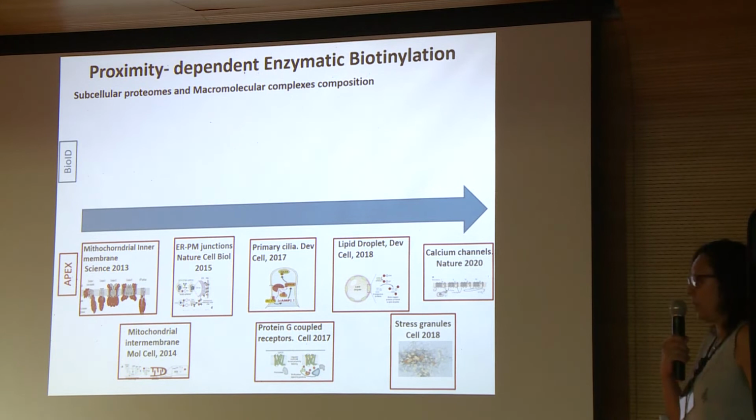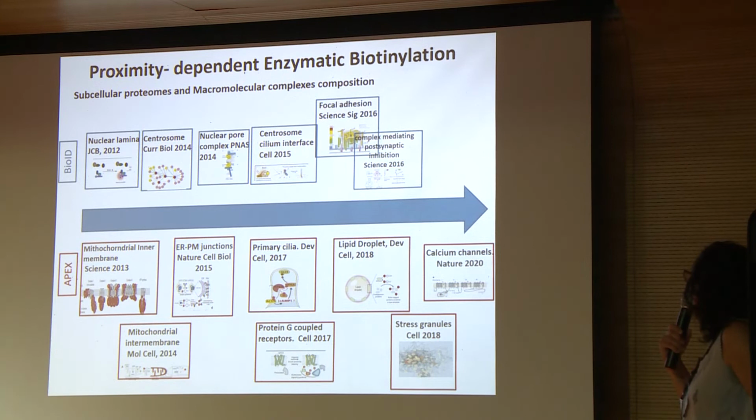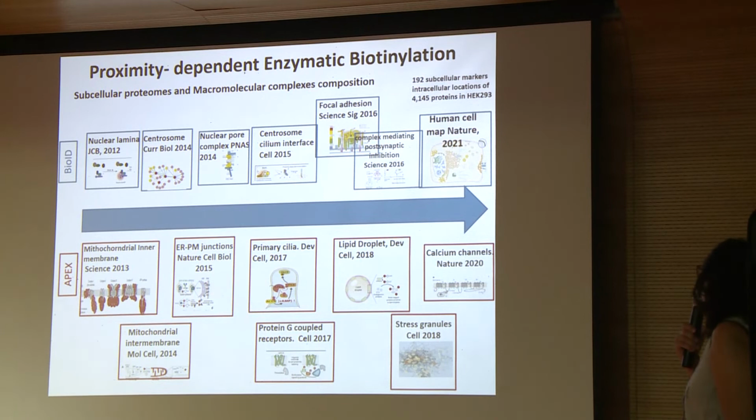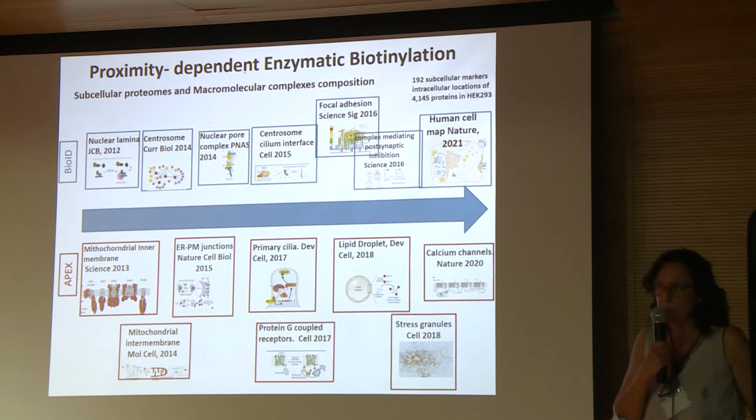And the same is true for BioID, which was initially used to study the nuclear lamina. You can see that these techniques were introduced almost at the same time. Then the centrosome, the nuclear pore complex, the focal adhesion complex, and postsynaptic inhibition. This is the one I have shown you that is real in vivo. And finally, this year was published the biotinylation-dependent human cell map, which is based on 192 baits that were labeled with BioID and were used to map the location of around 4000 proteins in the cell. So this is all I have to show you.